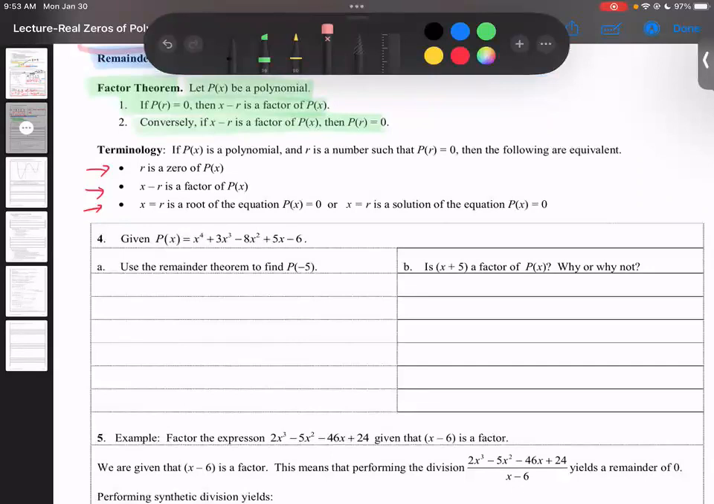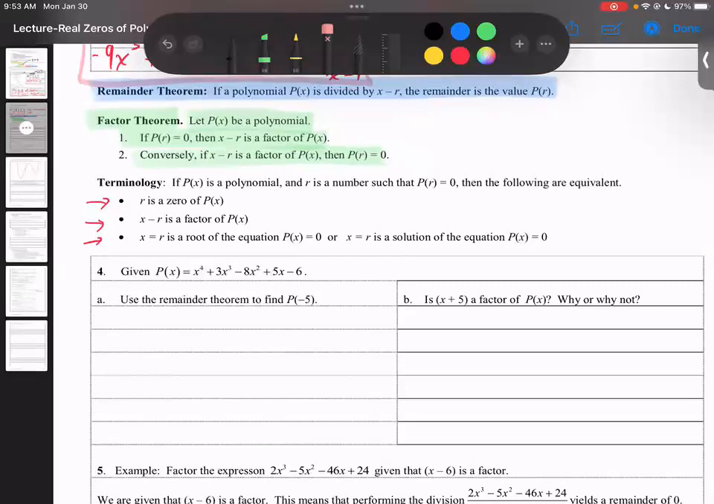Use the remainder theorem to find P of -5. Plug it in. So here R is -5. Now I have X minus R as my original default formula. So when you plug in R there, X should be what? R minus 5 or R plus 5? Plus 5, right? So it's going to be X minus -5, because R is -5. So one of your factors is X plus 5.